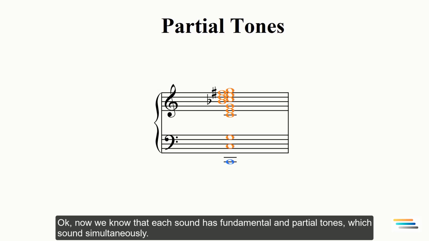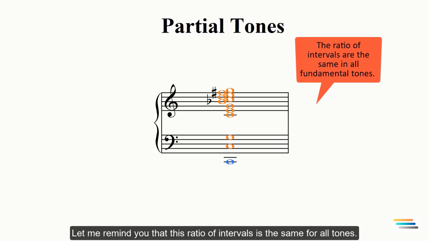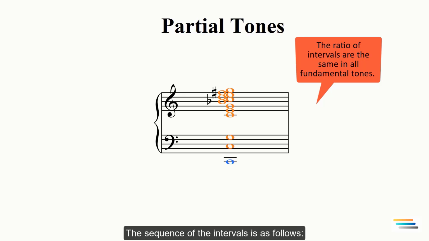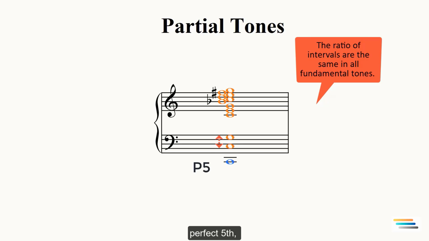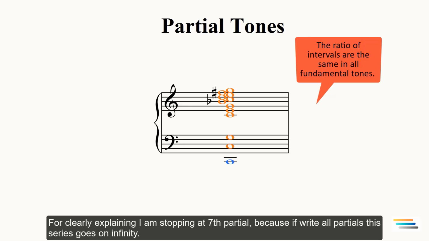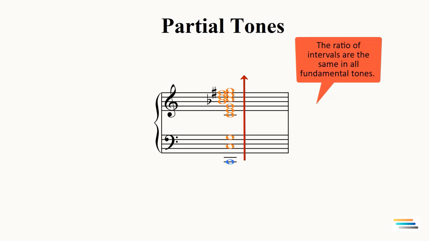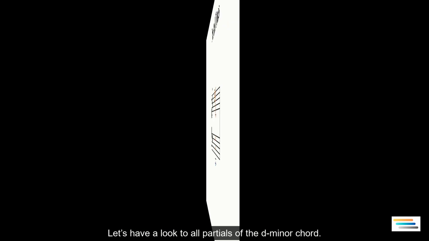Okay, now we know that each sound has a fundamental and partial tones which sound simultaneously. Let me remind you that this ratio of intervals is the same for all tones. The sequence of the intervals is as follows: perfect octave, perfect fifth, perfect fourth, major third, minor third, again minor third, and so on. For clearly explaining, I am stopping at the 7th partial, because if I write all partials, this series goes on to infinity. Let's have a look at all partials of the D minor chord.